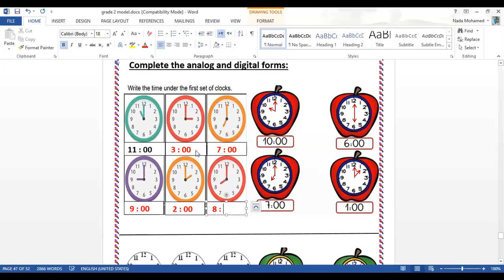One another example. Here, the short hand points to what? It points to 3. So I will write 3 as it is. The long hand points to 12. So I will not write 12. I will write 0, 0.